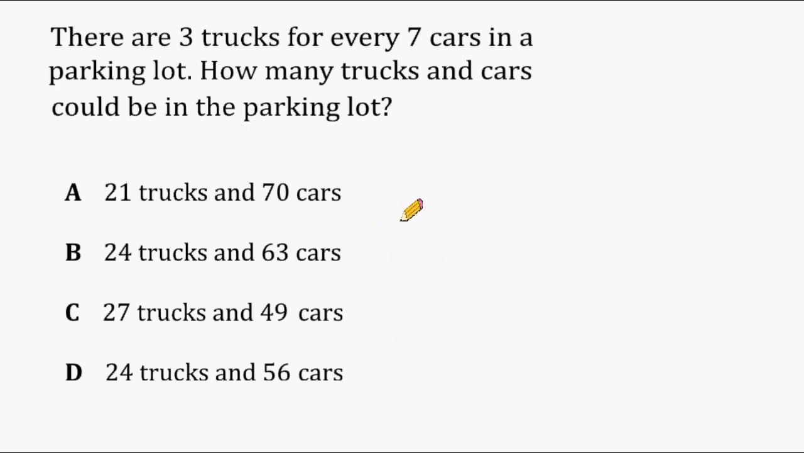And basically we need to see which of these 4 ratios is equivalent to the given ratio in the word problem. So let's start by writing our ratio like this. 3 trucks to 7 cars. And we're going to take each one of these ratios and see if it is equivalent to 3 to 7. So let's start with 21 to 70.